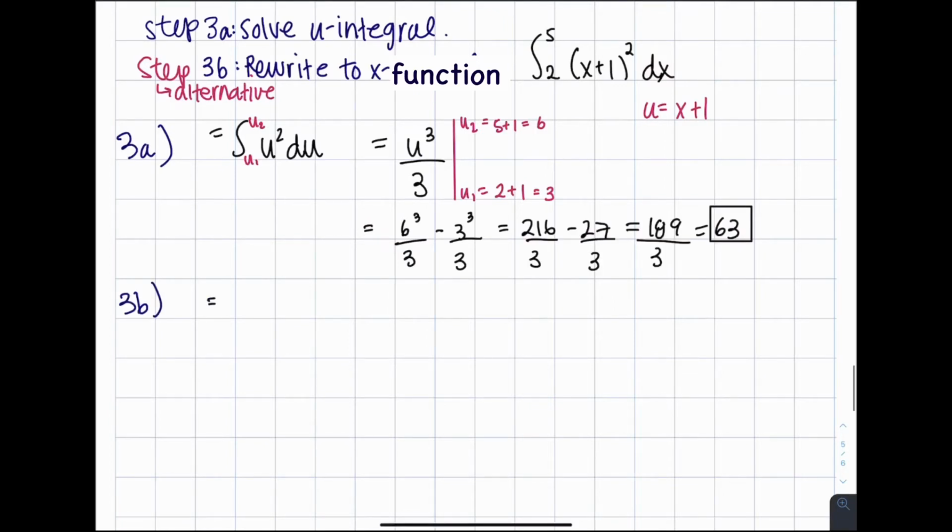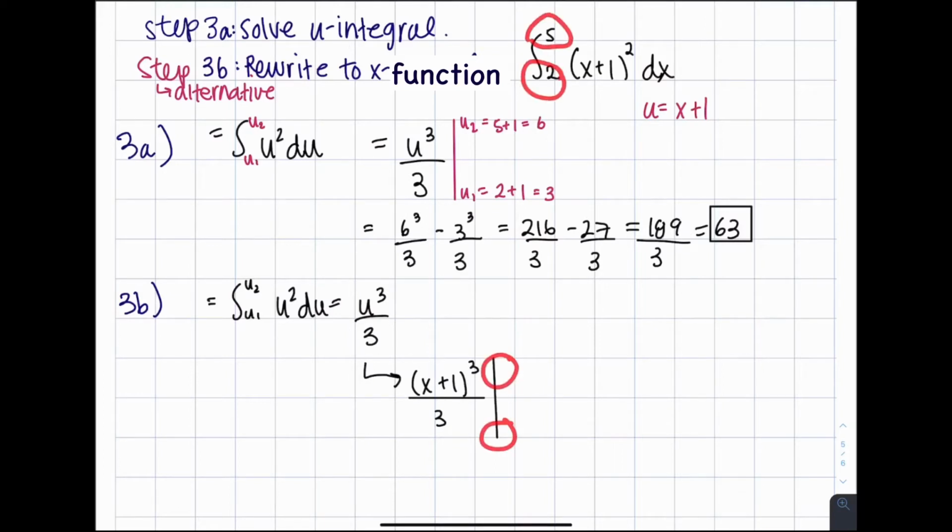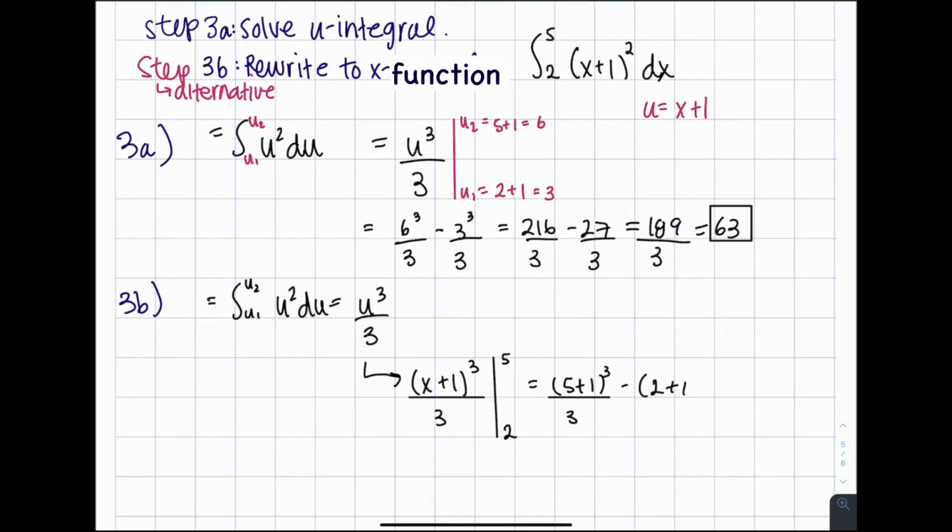So let's check if our alternative route gives us the same answer. For the alternative route, once we solve the u integral, we'll want to rewrite into an x function. So we'll want to sub that x plus 1 back in. And now we can evaluate using our x boundaries, or the original 2 and 5 boundaries that were given to us. After evaluation, we end up with, what do you know? 63.